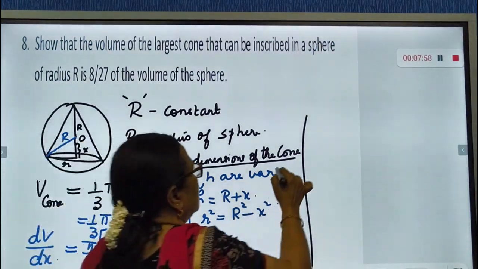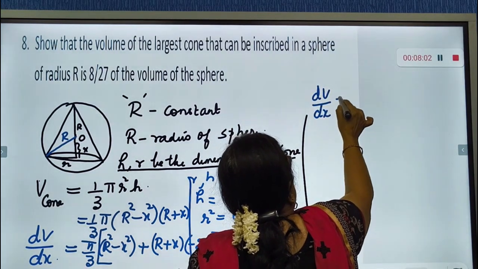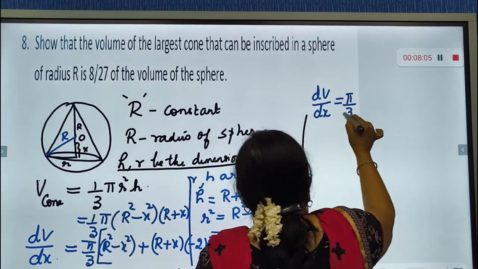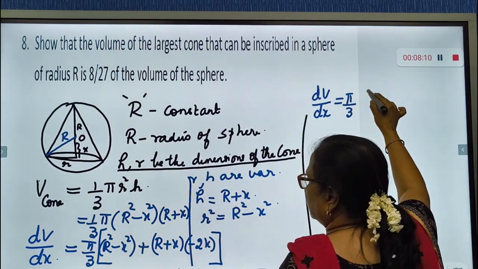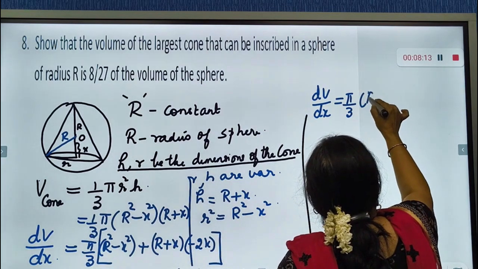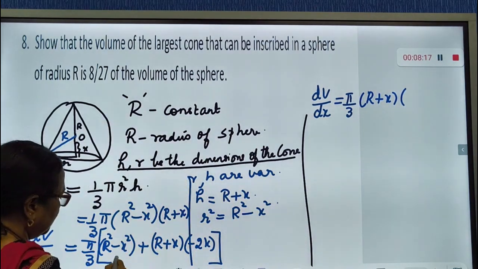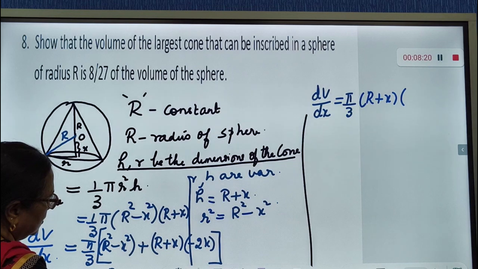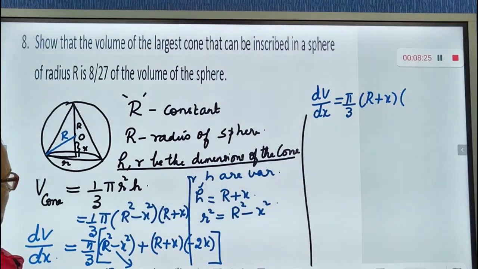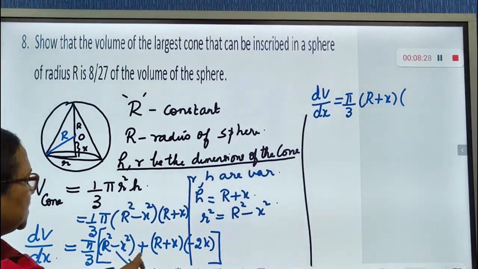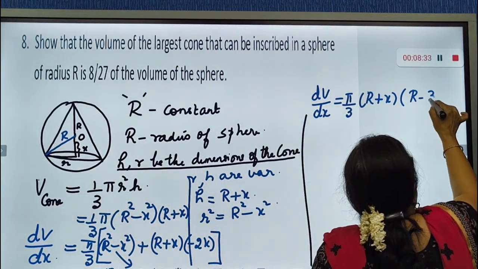So dV/dx will give you pi by 3 into, I can take r plus x as common, because r squared minus x squared is nothing but (r plus x) into (r minus x). If I take out r plus x as common, here I will have r minus x, here I will have minus 2x, so I will be left with r minus 3x.